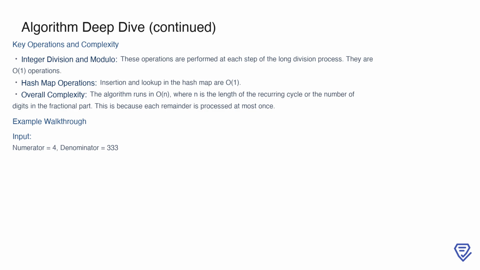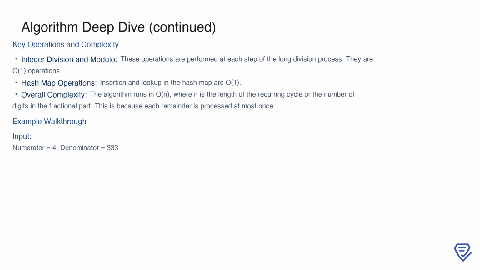Integer division and the modulo operation are performed during each step of the long division process, and both run in constant time, O(1). Similarly, operations on the hash map, such as inserting and looking up remainders, also run in O(1). As a result, the overall time complexity of the algorithm is O(n), where n is the length of the recurring cycle or the total number of digits in the fractional part. Each remainder is processed at most once, ensuring the algorithm remains efficient.